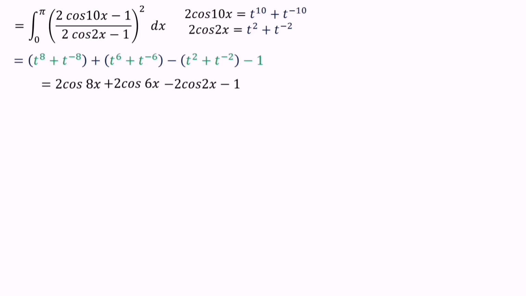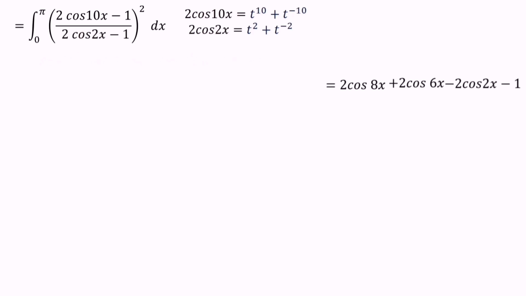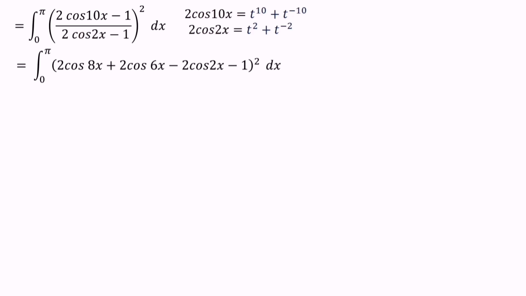Let's move to the integration part. Instead of 2 cos 10x minus 1 over 2 cos 2x minus 1, we can write 2 cos 8x plus 2 cos 6x minus 2 cos 2x minus 1. Let's consider 2 cos 8x as A, 2 cos 6x as B, 2 cos 2x as C, and 1 as D. Then we need to find the integral of (A plus B minus C minus D) squared.